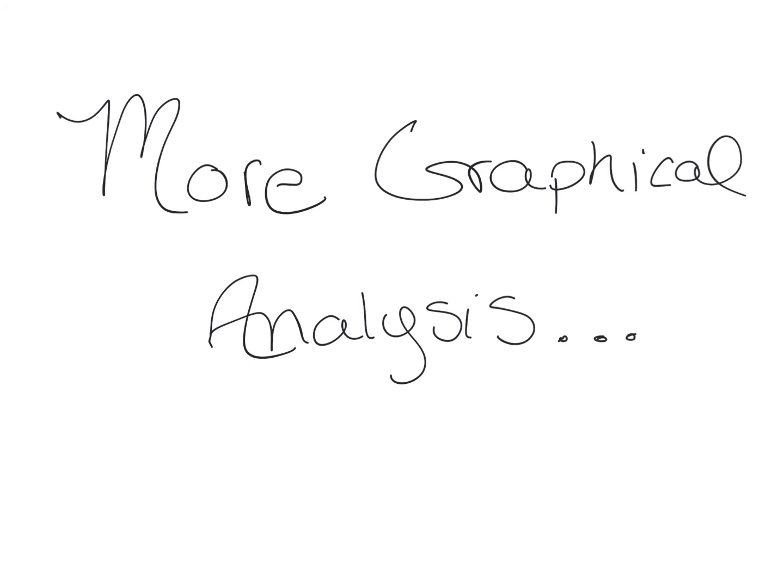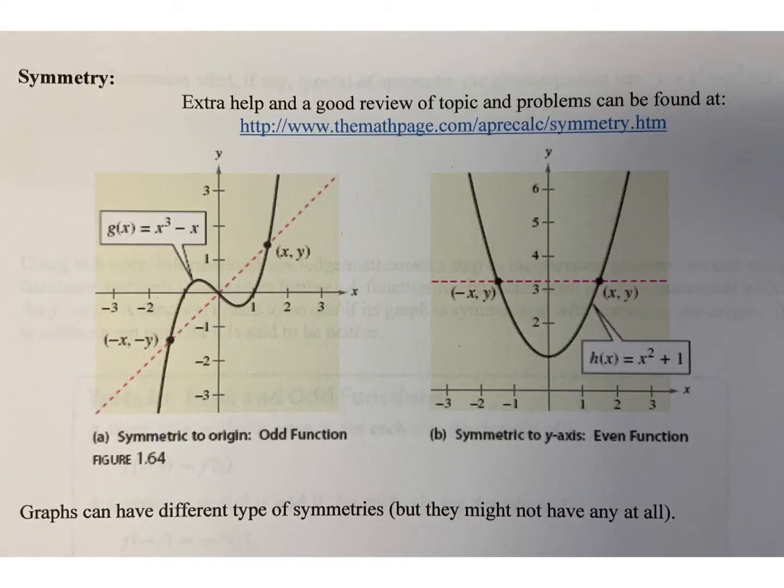So let's continue our study of looking at graphs and analyzing them. So graphs can have symmetry. On the two pictures on the screen, the red dotted line is where you could put a mirror and find similar points. So for example, if I draw in blue.